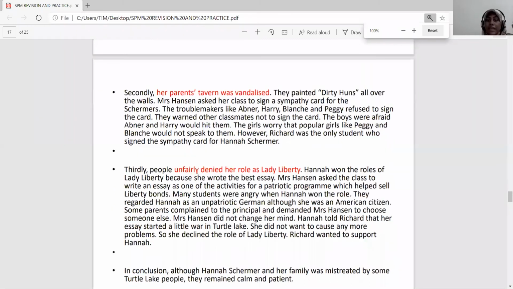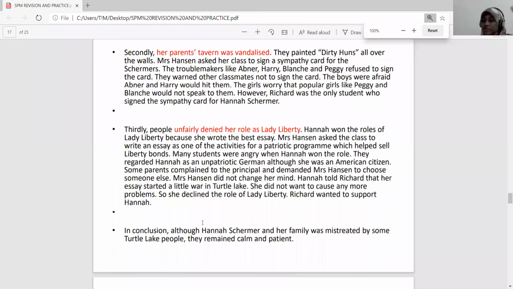Third, unfairly denied her role as Lady Liberty. She was not forced, but she had no heart to act anymore because people don't like it. Right? Even though Hannah won the role of Lady Liberty because she wrote the best essay, many students were angry, and even some parents complained to the principal and demanded Mrs. Hanson to choose somebody else. Right? But Mrs. Hanson did not change her mind until Hannah herself declined her role. She accepted her decision, right? Because she cannot force a person.